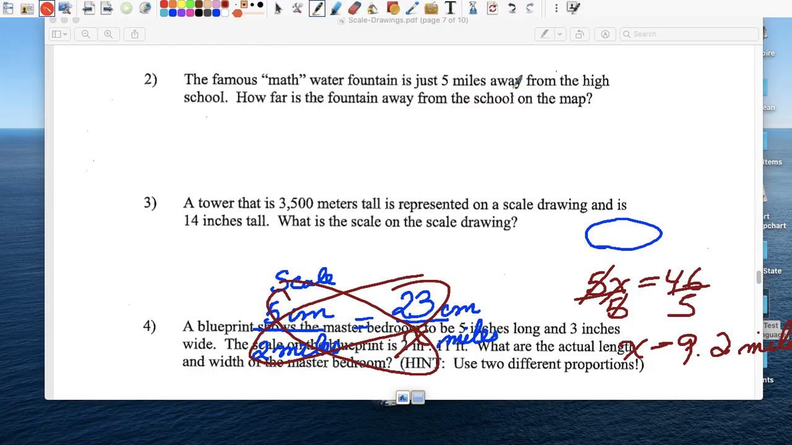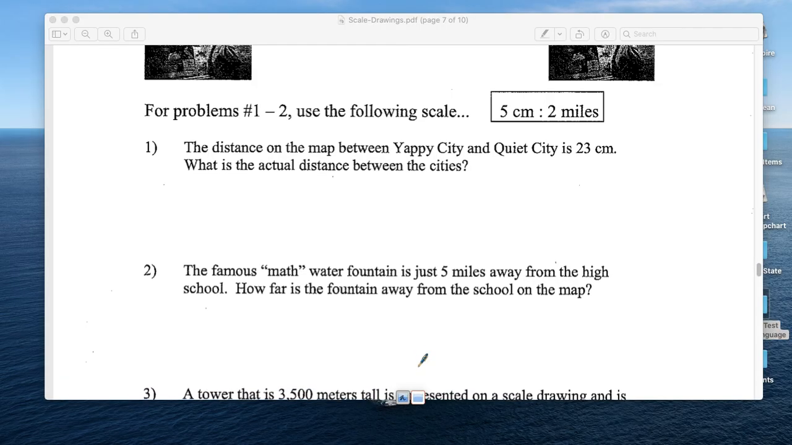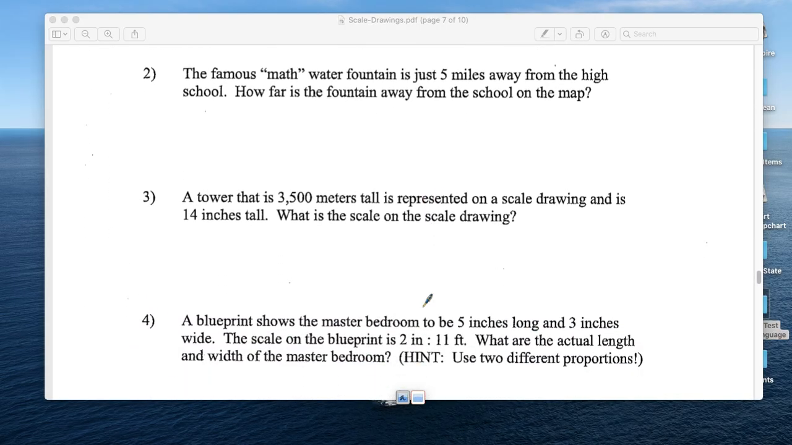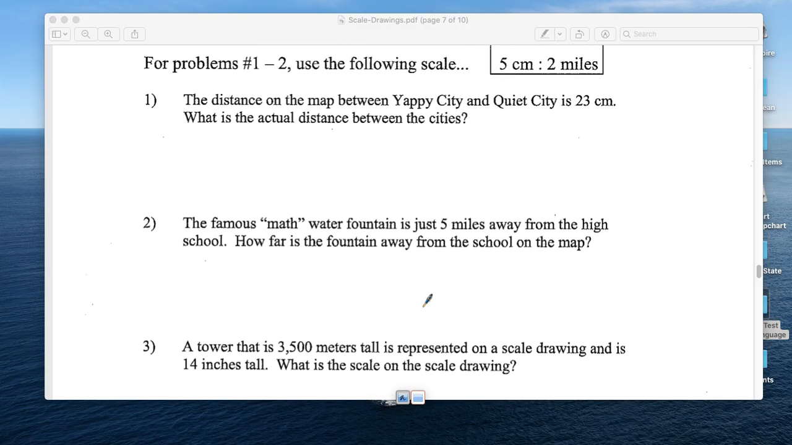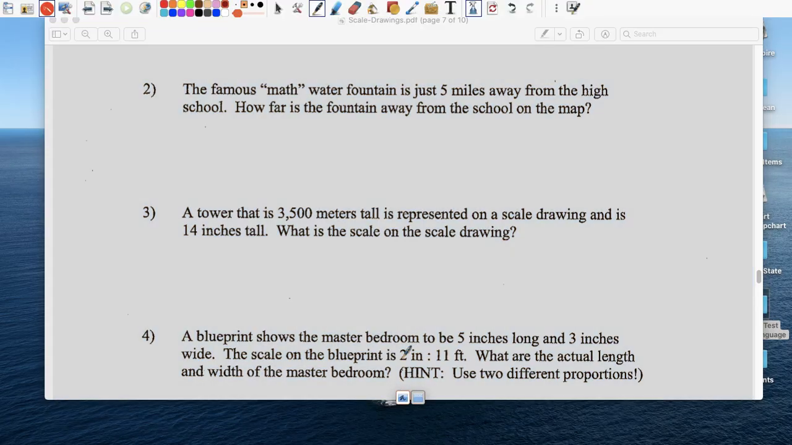I think if you understand that the scale represents the ratio of the distance on the map, of your drawing, to the actual distance in real life, then you're okay. So I forgot, we're using this for question 1 and 2. So question 1 says 5 centimeters, 2 miles. 5 centimeters is what? 2 miles. So again, we're using the same scale. 5 centimeters is 2 miles.